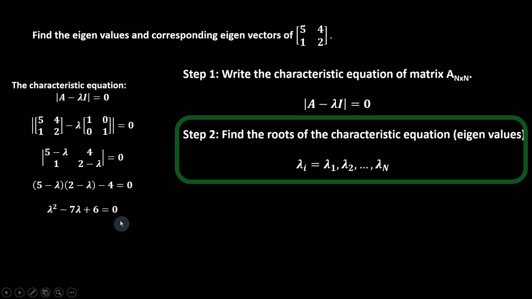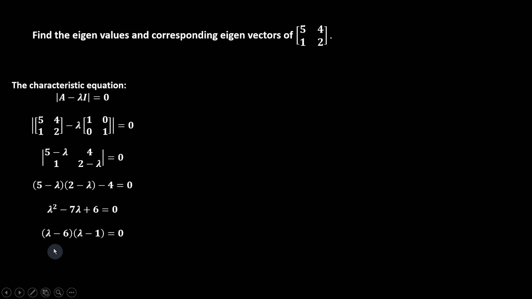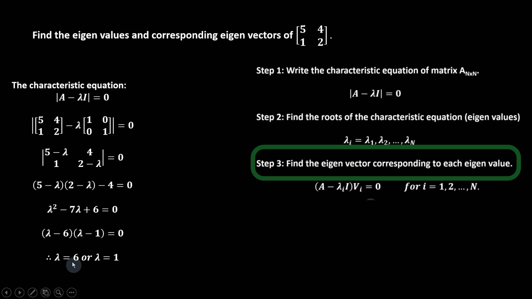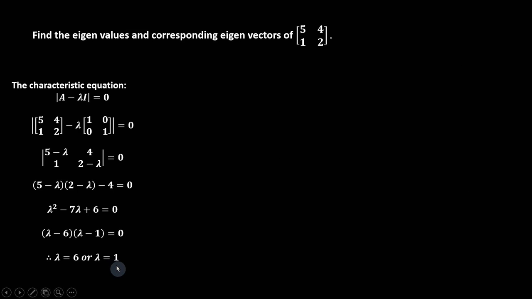Then step 2 is we need to find out the roots of this characteristic equation. Those roots are nothing but our eigenvalues. So we can write this equation as (lambda minus 6) into (lambda minus 1) is equal to 0, where the roots are 6 and 1. Then those roots are now our eigenvalues. As a third step, we need to find out the eigenvectors. One is at lambda is equal to 6, another one is at lambda is equal to 1.